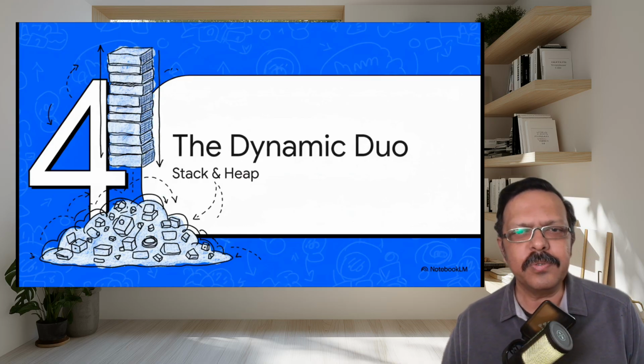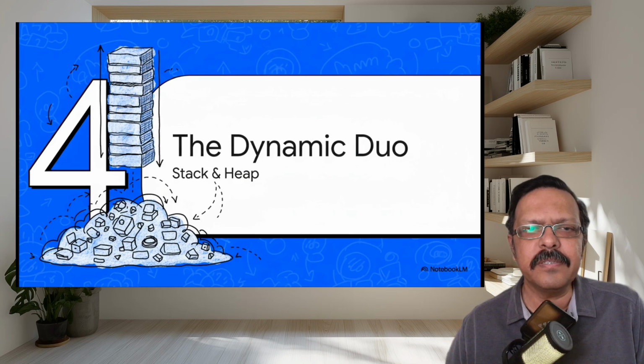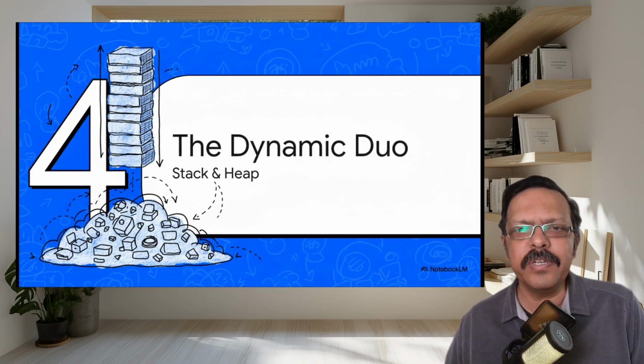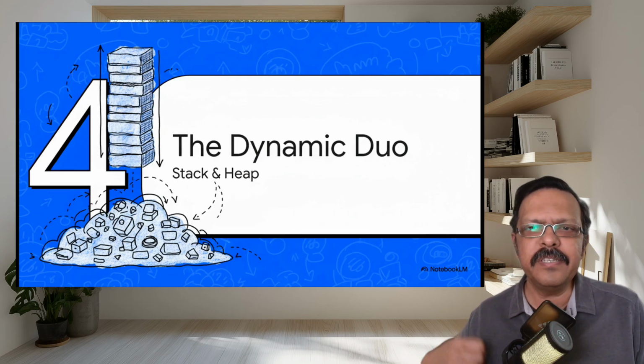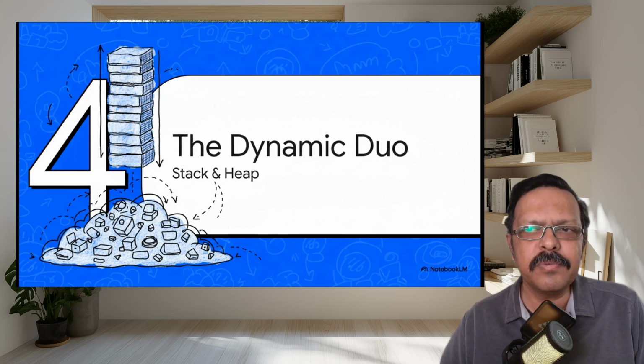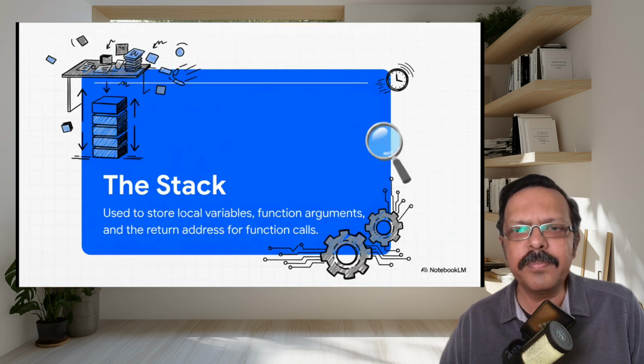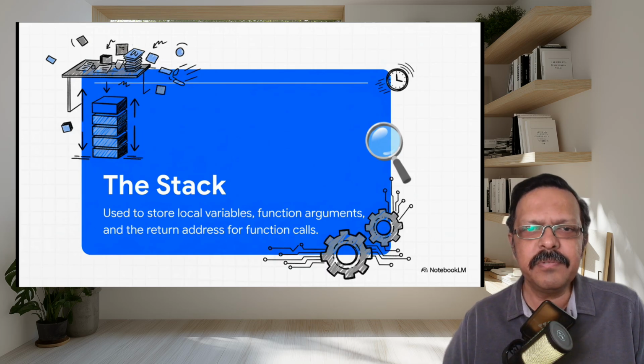The dynamic duo, the stack and the heap. So what are these? So far, the rooms we visited are all static. There is a storage room, there is a pantry, a kitchen, there is a library where all your code is sitting. Now we reach the truly dynamic part of the house, the ones that grow and shrink and constantly change while your program runs. The first one is the stack.